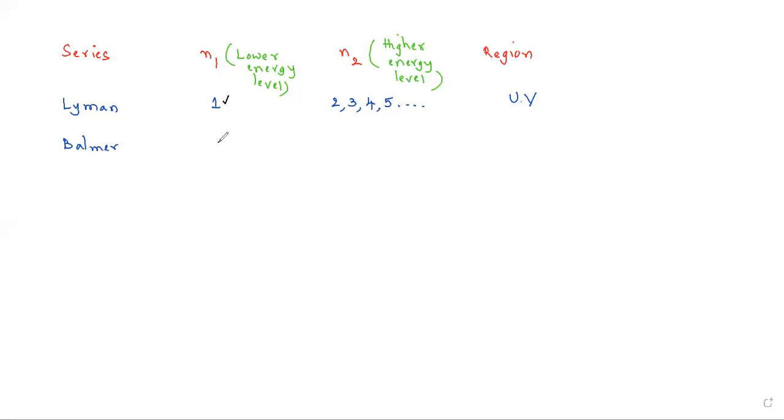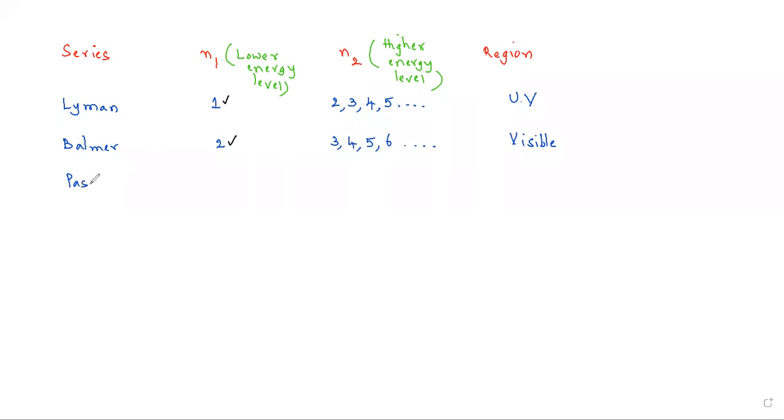Coming to the Balmer series, n1 is 2, n2 is greater than 2. What does that indicate? From any higher energy level, if the electron gets de-excited to the second orbit, the spectral lines formed belong to the Balmer series. Now, this Balmer series is the one which we can see in the visible region of electromagnetic radiation.